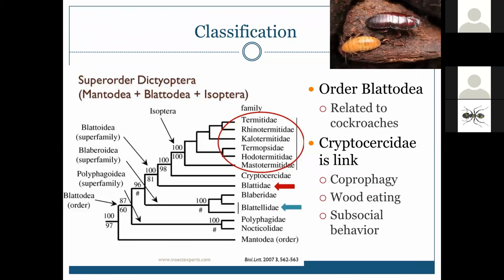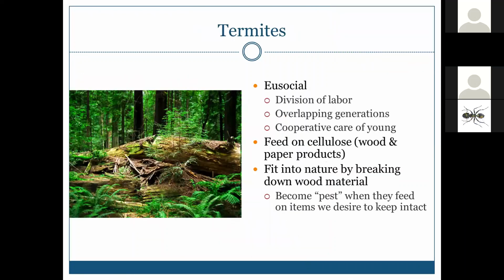And these have a subsocial behavior, so they're not true social insects like the termites are, which we'll talk about what that means in a minute. They also live in wood, they will eat wood, and they also have coprophagy, which is essentially eating fecal material, and that is a way that they share gut organisms that they need to help digest cellulose, which is something that the termites are also going to do.